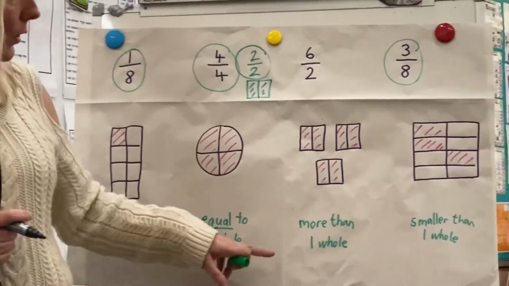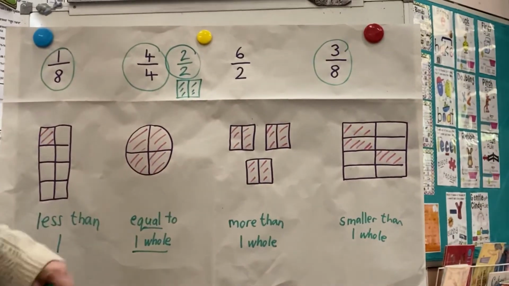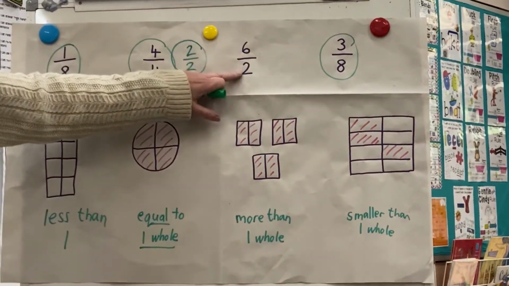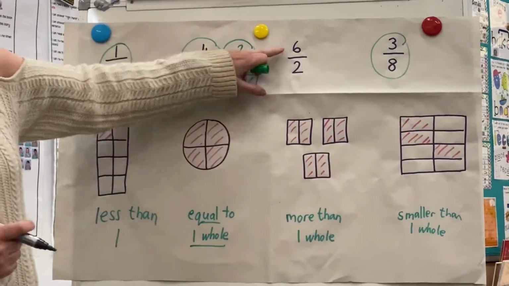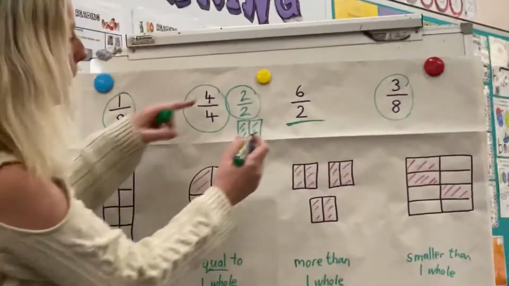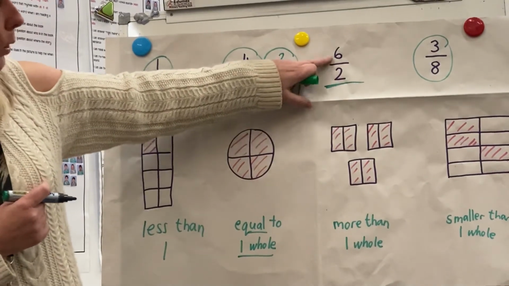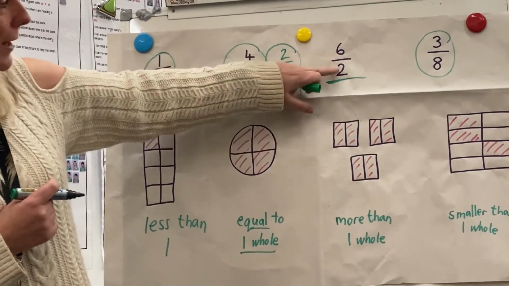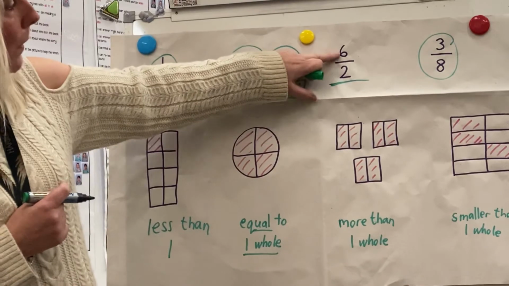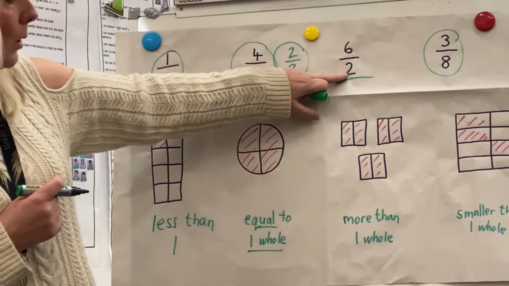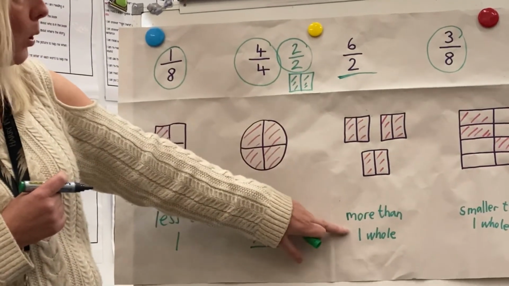And then for fractions that are more than 1 whole, like this one, 6 halves, the numerator is bigger than the denominator. You haven't got 1 half or 2 halves, you've got 6 halves. So when the numerator is bigger than the denominator, the fraction is more than 1 whole.